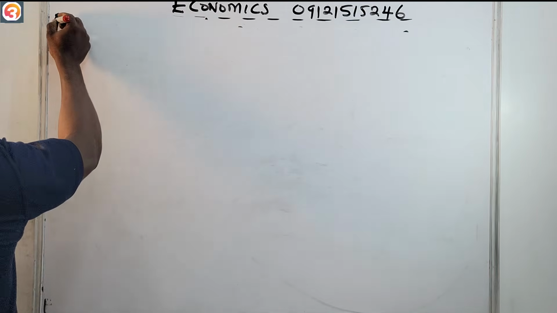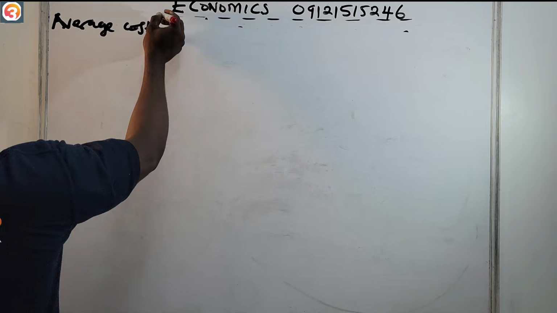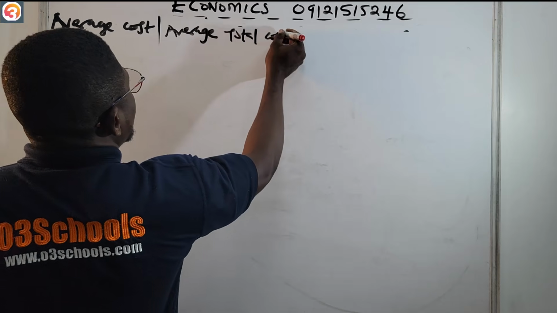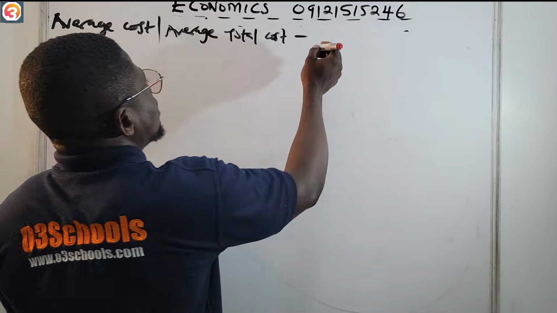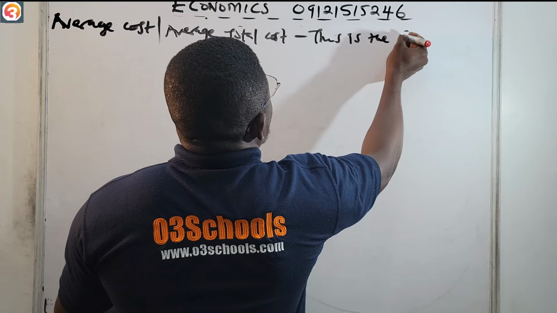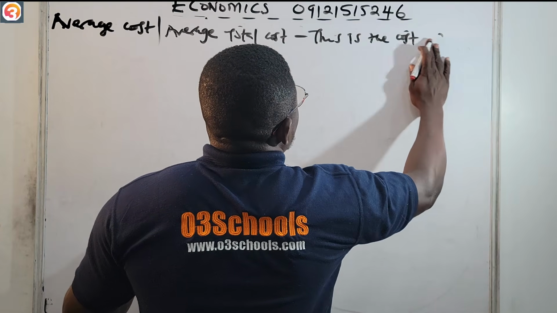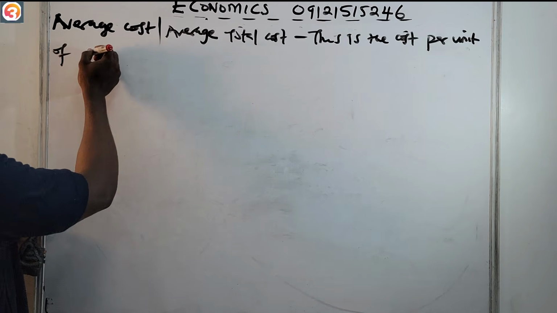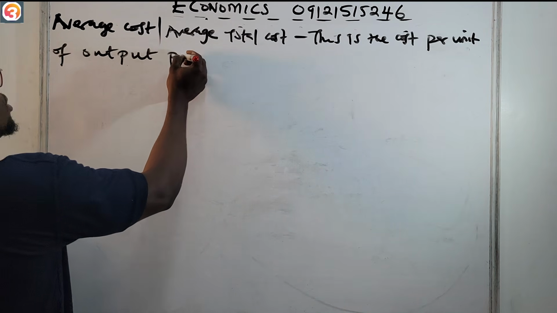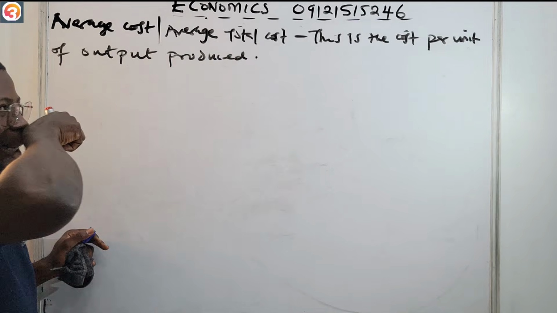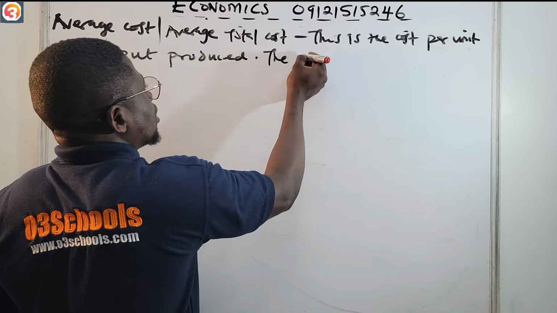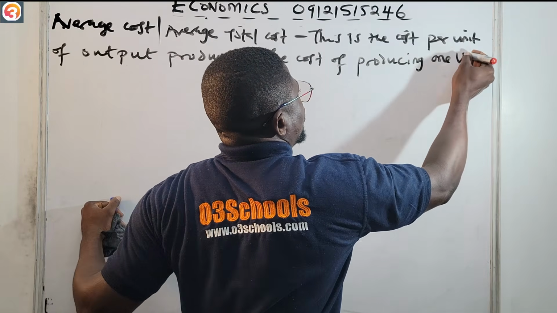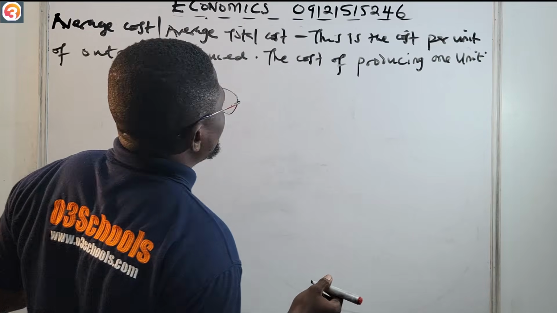So we'll see average cost, or what we call average total cost. It is the cost per unit of output produced. So that is the cost of producing one unit.